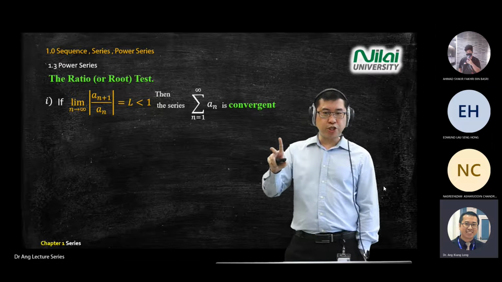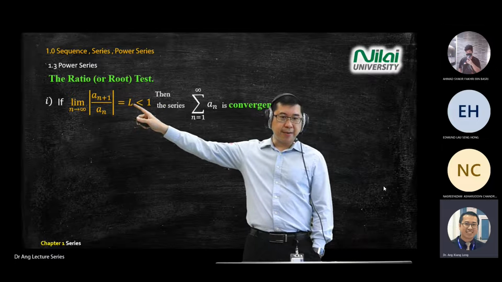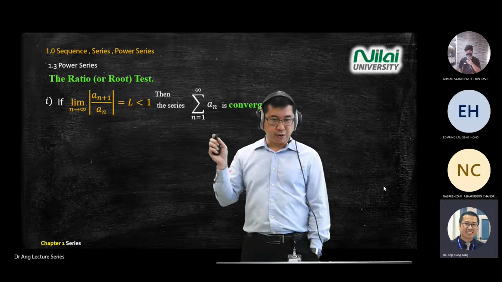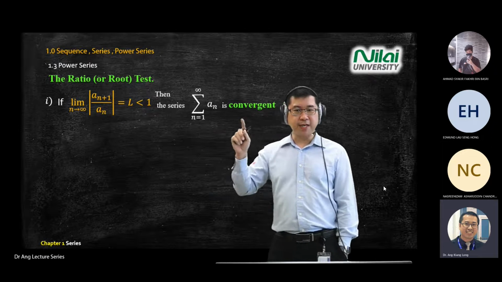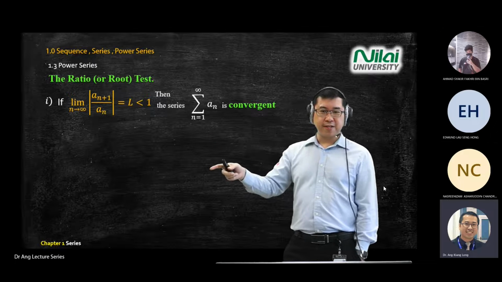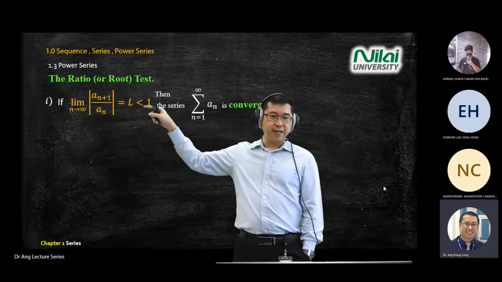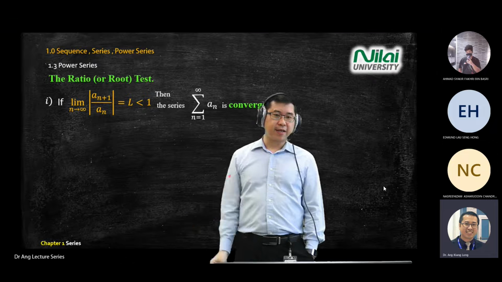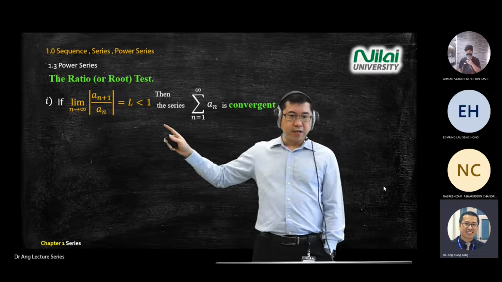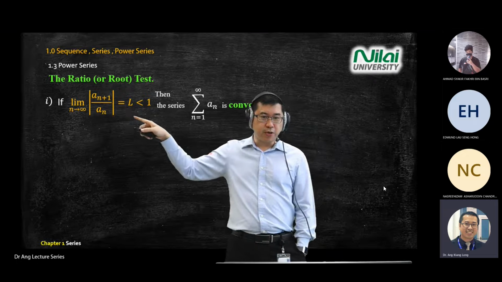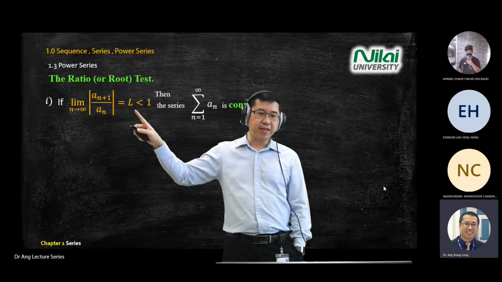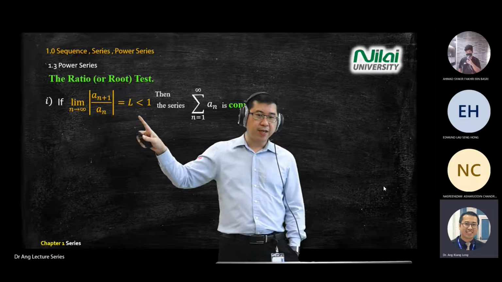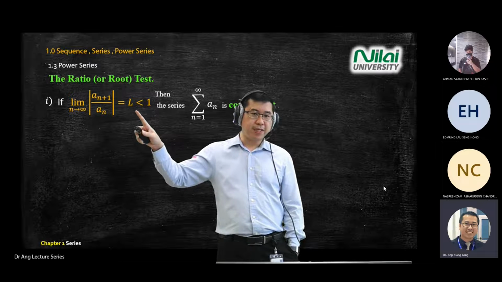The a sub n plus 1 is a position of the number, and the n is also a position number. n plus 1 is the number after. So make sure you know how to read and what is the meaning of a sub n plus 1 and a sub n, okay? If you use this equation to test, you get one final number, L. If you don't understand what L is, go back to the previous video where I explained convergent and divergent.